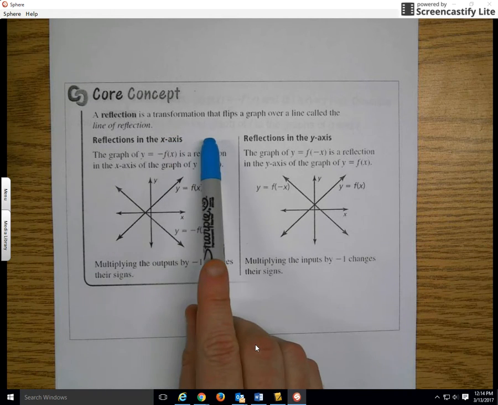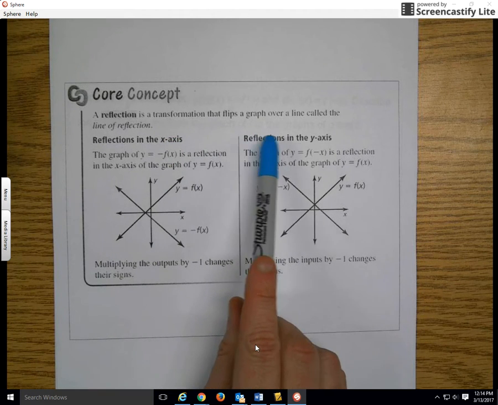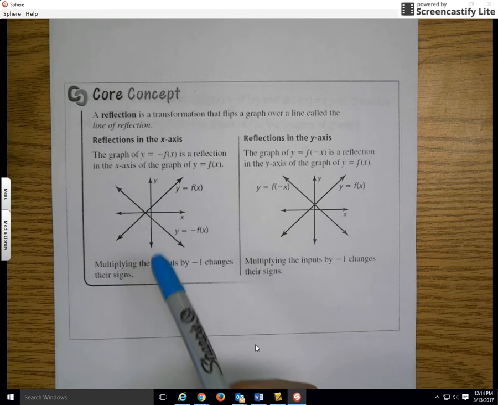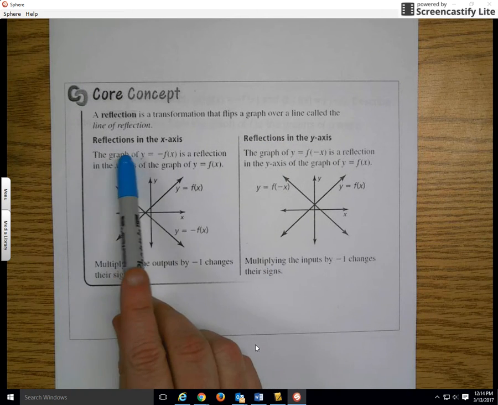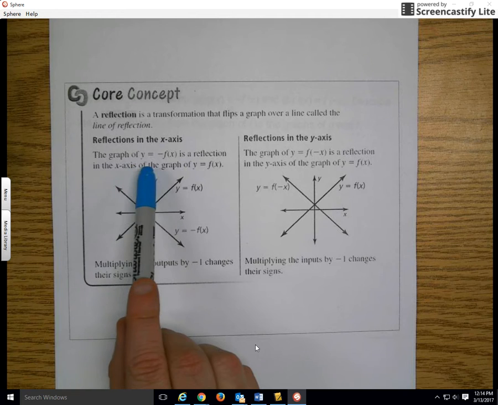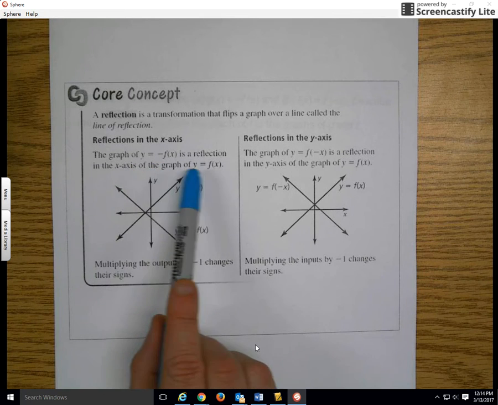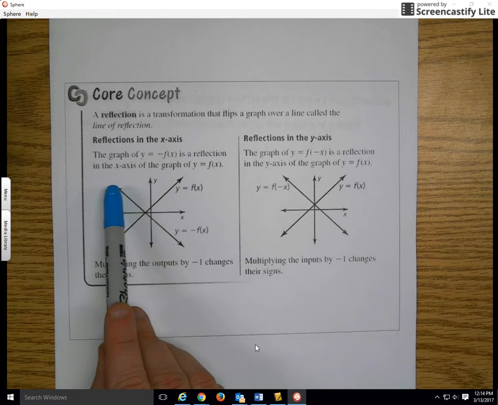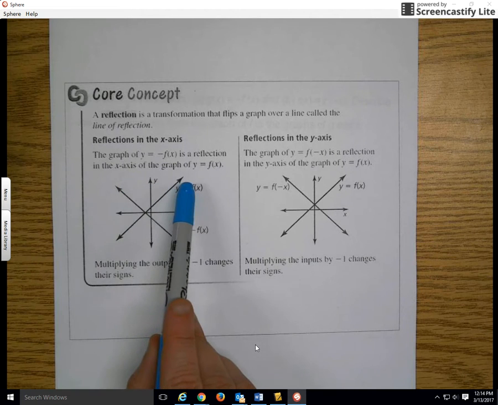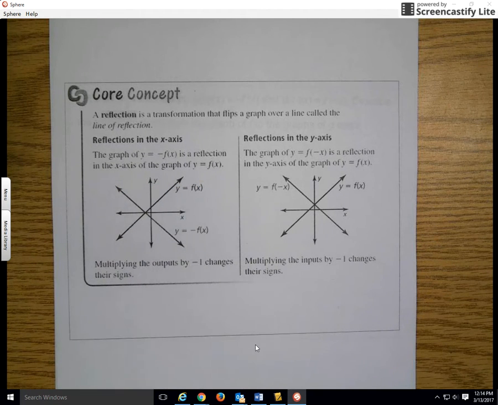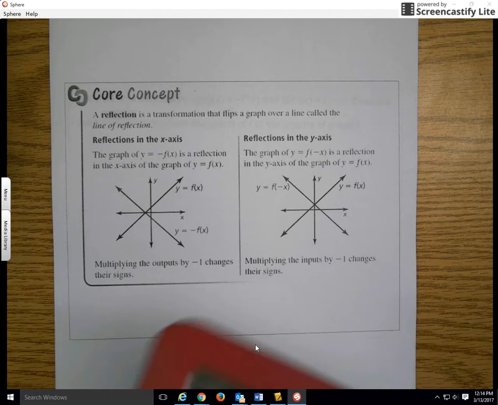A reflection is a transformation that flips a graph over a line that's called the line of reflection. Reflection in the x-axis: the graph of y equals negative f of x is a reflection in the x-axis of a graph of y equals f of x. So again, this one would reflect more like this way.